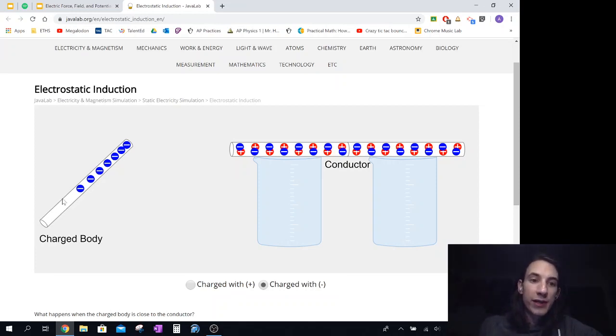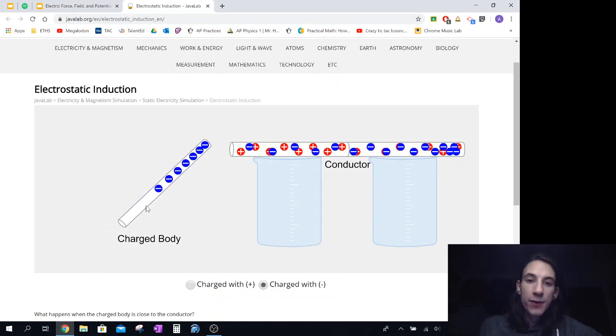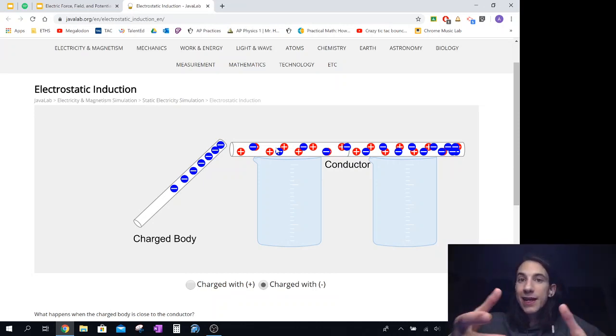So what we're going to do is bring a negatively charged rod closer to our conductor. And what we see is, well, this negatively charged rod is scaring away, or repelling, I guess is a better way. It's not physically scared of it, but it's moving the electrons from the conductor away. And we said, hey, it's a conductor. These electrons can move wherever they want. So they move away from the negatively charged rod. So we see, hey, they're moving away.